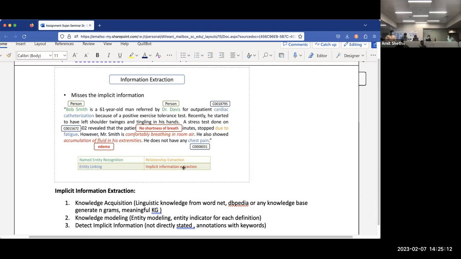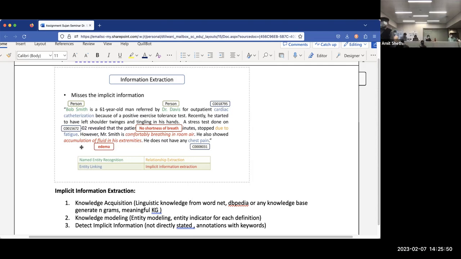This slide explains the idea that the things highlighted in green are named entity recognition. The things in yellow are relationship extraction. Then entity linking. Until this point, the work had already been done till 2013. From 2013 to 2016, he worked on implicit information extraction, which was advanced work at that time. In implicit information detection, there is an example highlighted in red, like comfortable breathing in room air. This is a definition from the knowledge base that this means no shortness of breath.